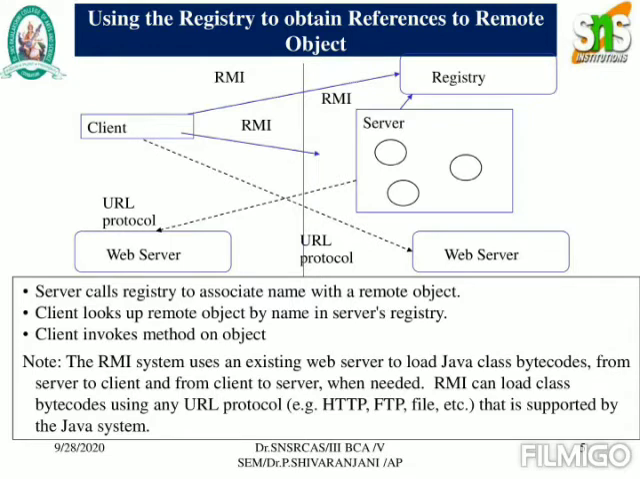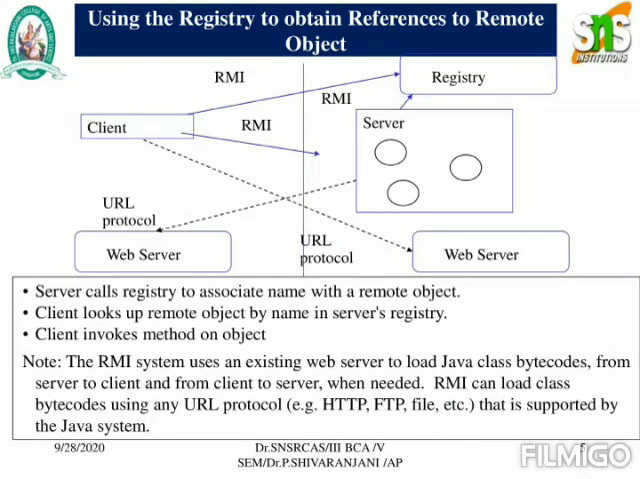It is carried out in three different steps. The first thing is the server will call the registry to associate a name with the remote objects. Then the client will look up the remote object by the name in the server's registry. Then the client will invoke the method on the object.